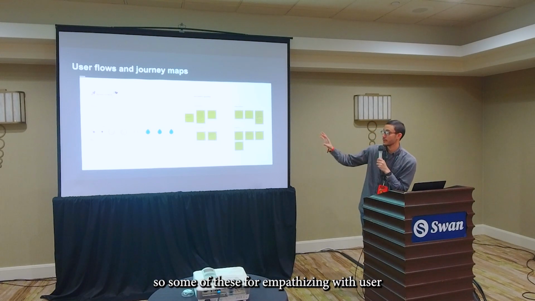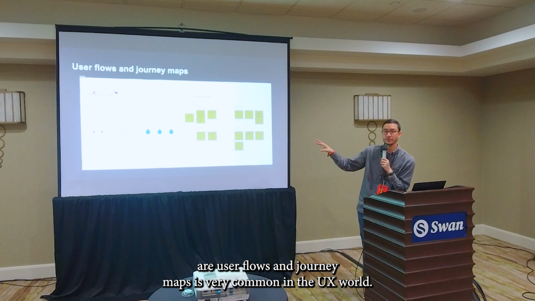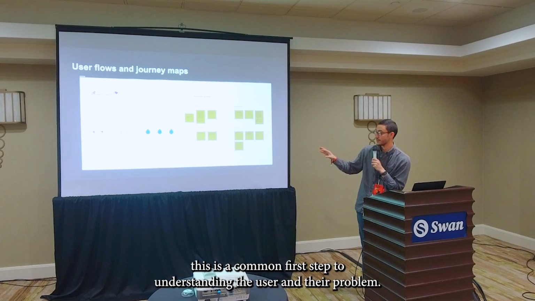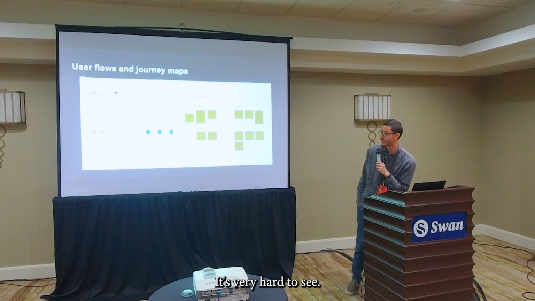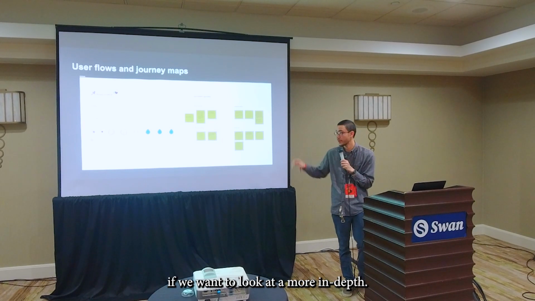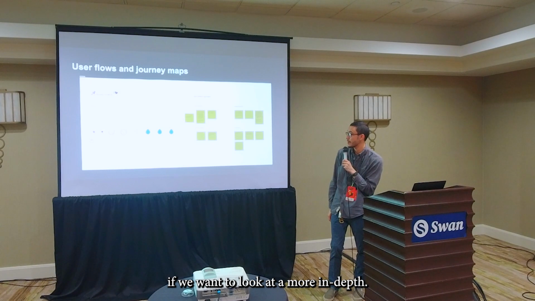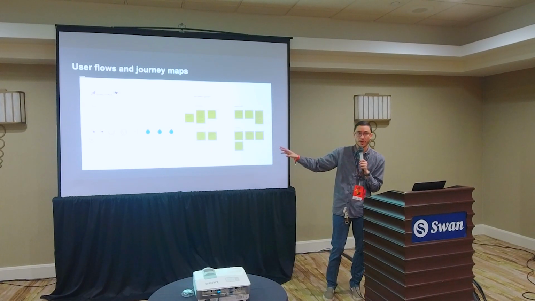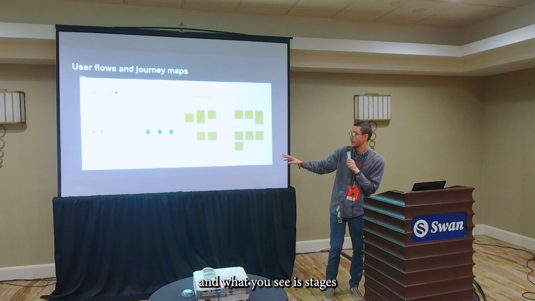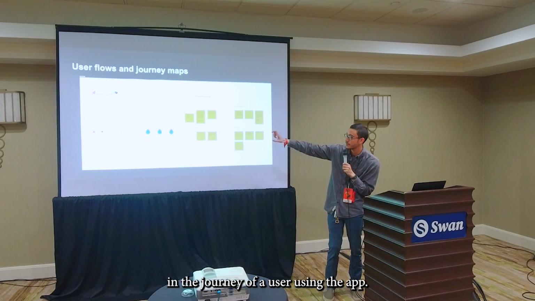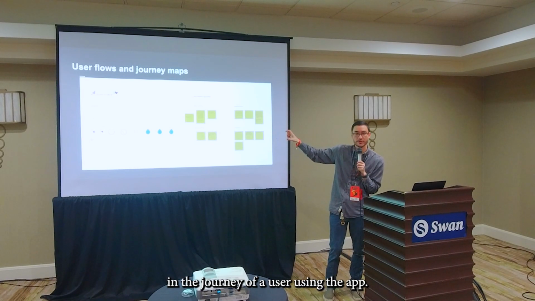So some of these for empathizing with the user are user flows and journey maps. This is very common in the UX world. This is a common first step to understanding the user and their problem. It's very hard to see. Like I said, I can come back and blow this up if we want to look at it more in depth. But on the left-hand side, this is a journey map that I did for Obla.news. It's one of the long-form Nostr clients. And what you see is stages in the journey of a user using the app.